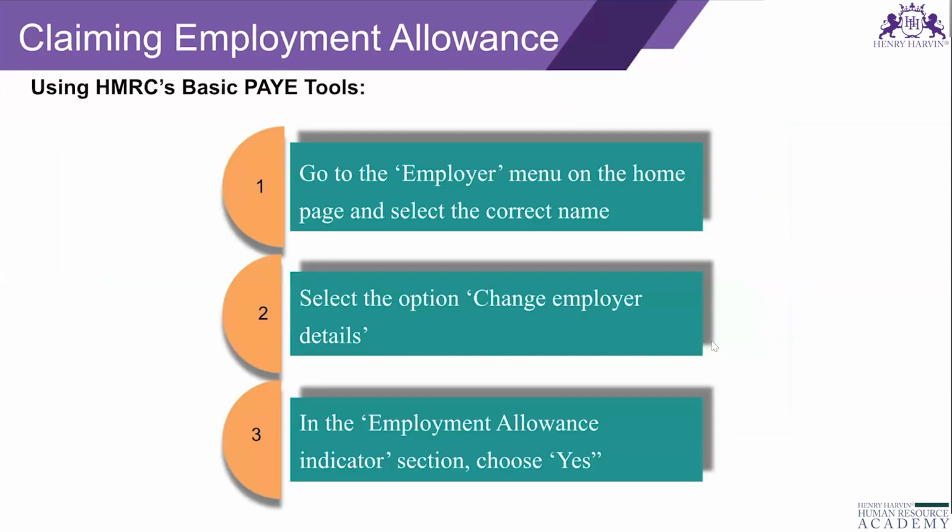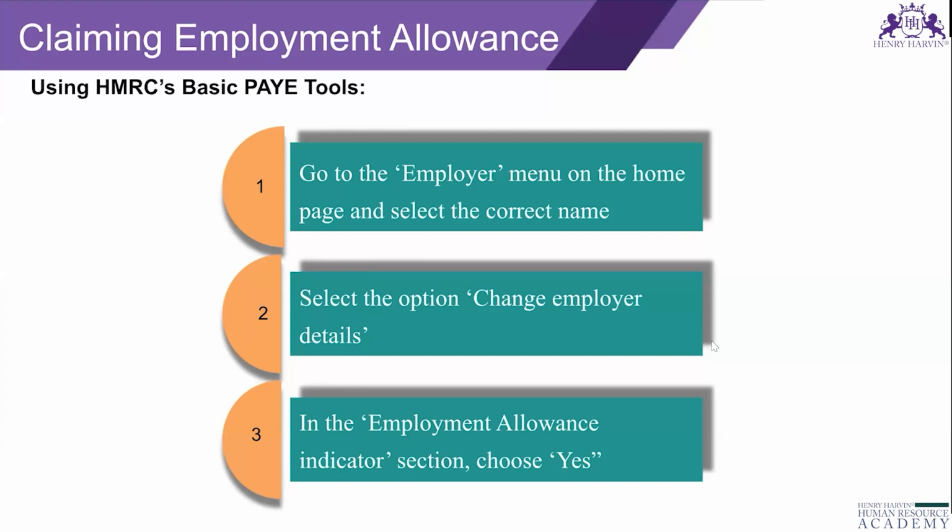Okay. Claiming employment allowance: go to the employer menu on the home page and select the correct name. That is the employer. As I said, if you have multiple employers, select the correct employer, then you claim it. It may be possible that all the employers are not eligible. Select the option change employer details if you want to change the employer. When you select one employer in the portal, it will ask you, do you want to change the employer? You have to click on yes, because then the portal will be refreshed and you will be able to see the details of that employer only.